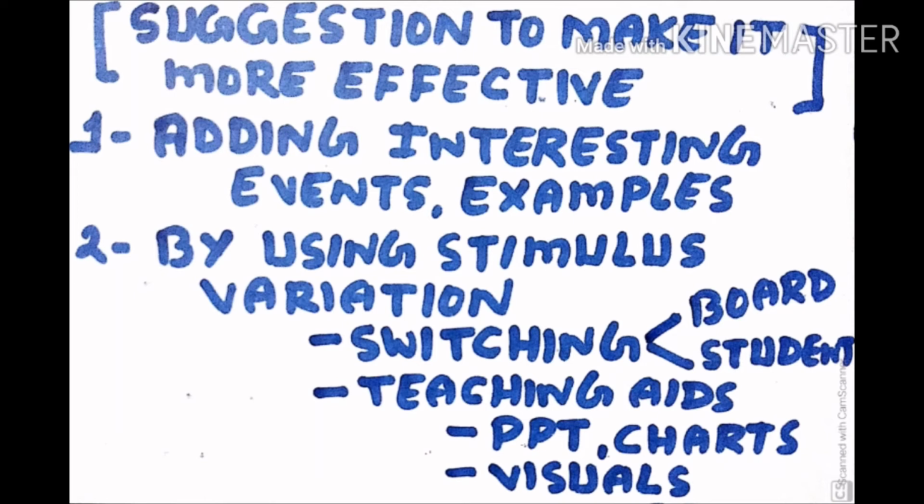Instead of delivering the lecture from a single point, only standing on the dais, which is obviously going to be monotonous and boring for the students, this kind of stimulus variation may be used by a teacher so that the lecture method can be made more effective.